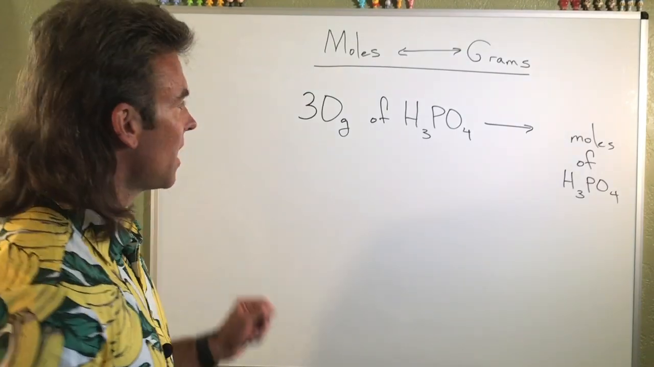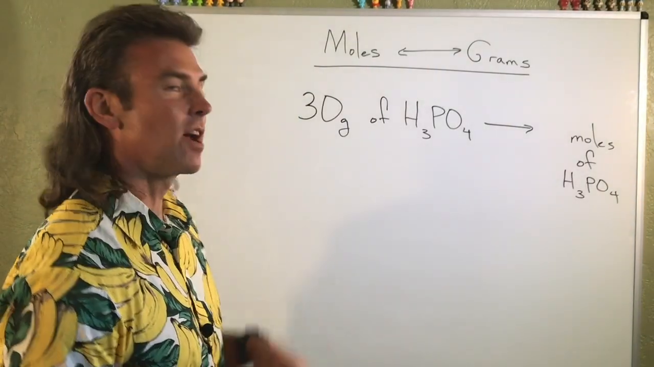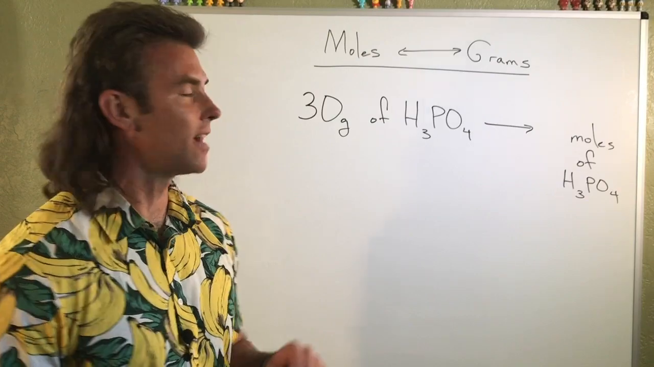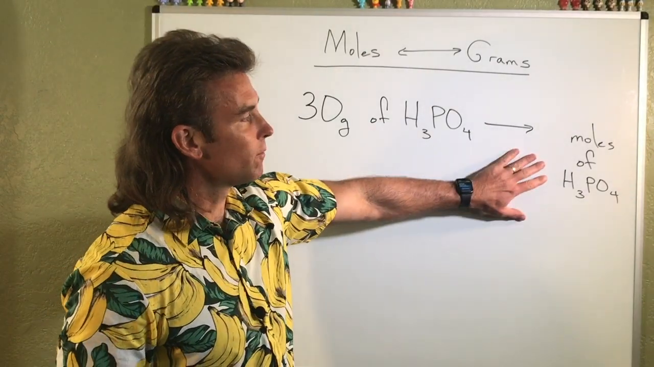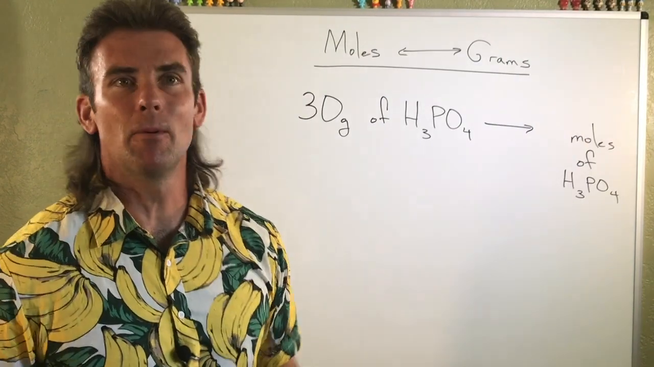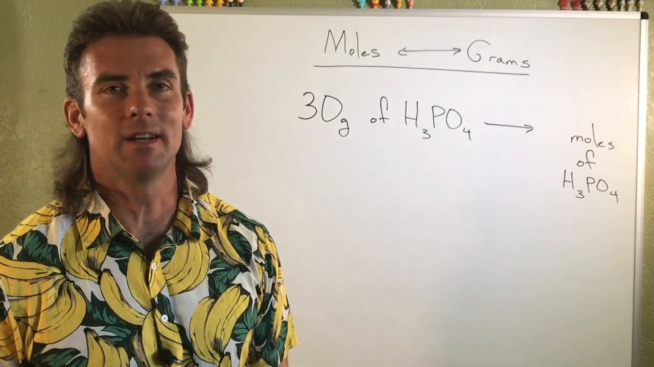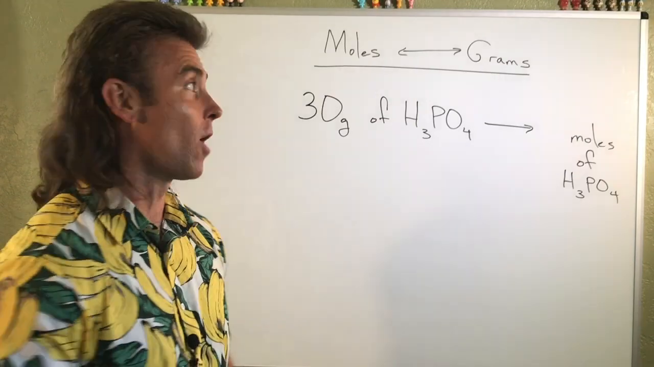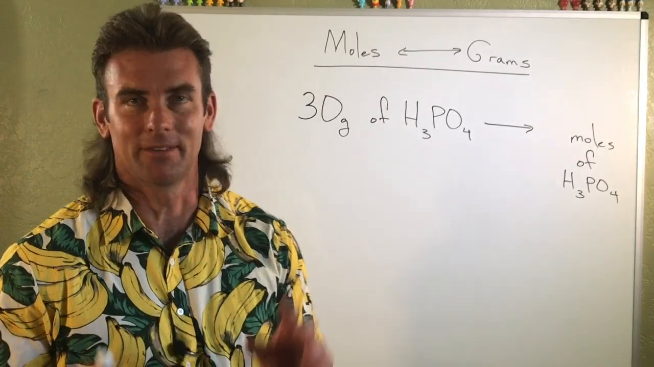So let's say that somebody tells us that they measured out 30 grams of that phosphoric acid, and they want to be able to convert that into the number of moles of phosphoric acid because, I don't know, they wanted to do some reaction that requires exactly that amount. And they want to know how much of some other reagent to use, let's say.